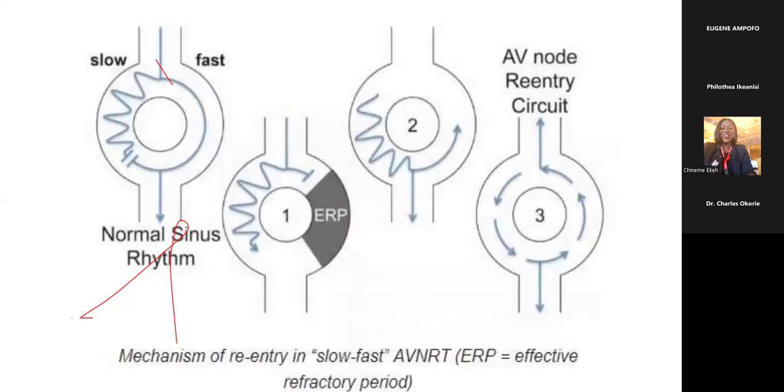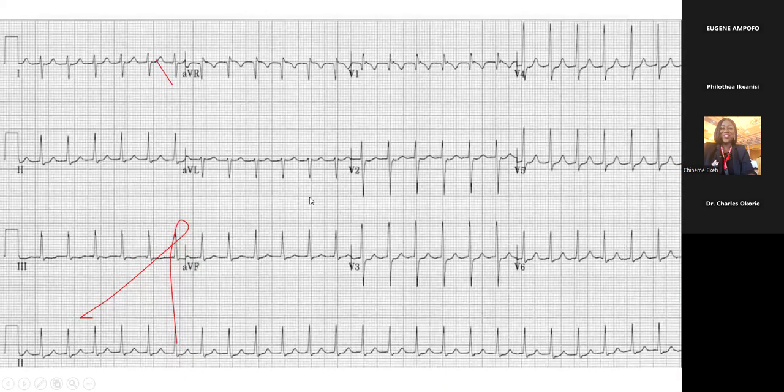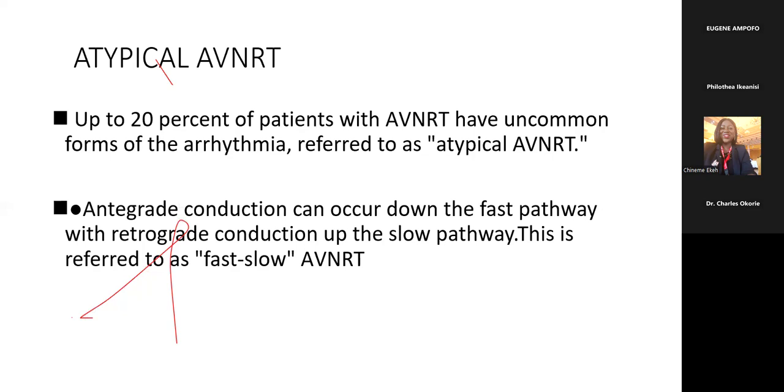So the picture describes what I just said, the mechanism of re-entry in this slow-fast AVNRT, and we have the effective refractory period. The ECG below also describes what happens in the AVNRT, where we have the retrograde conduction. Okay, then the next slide, the atypical AVNRT.